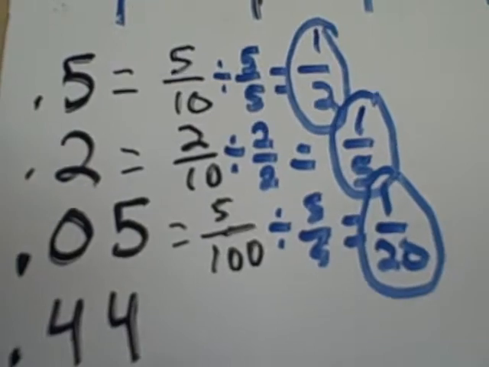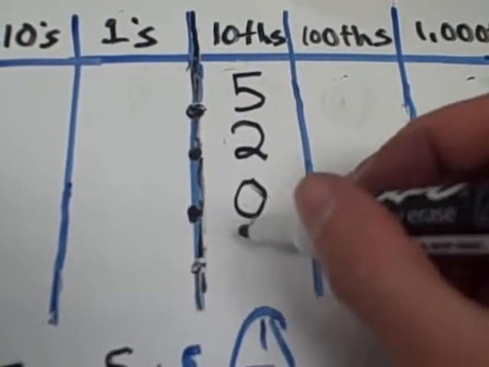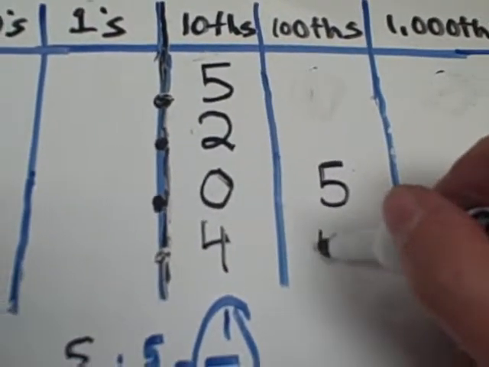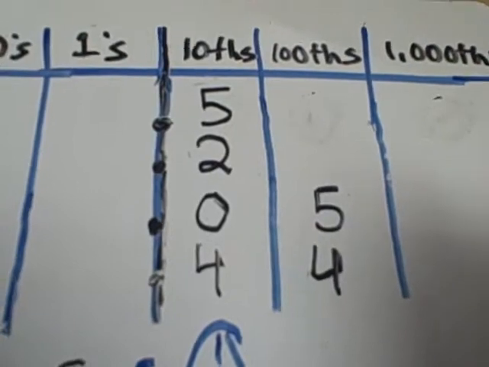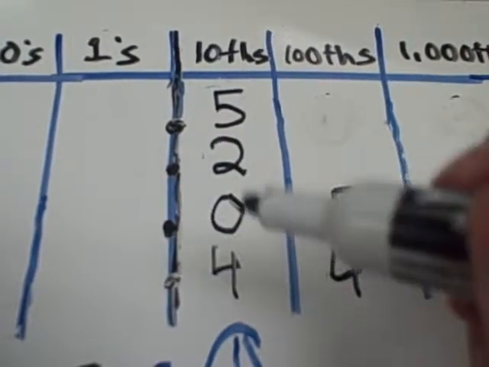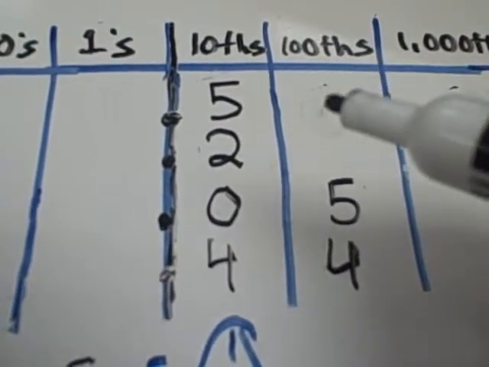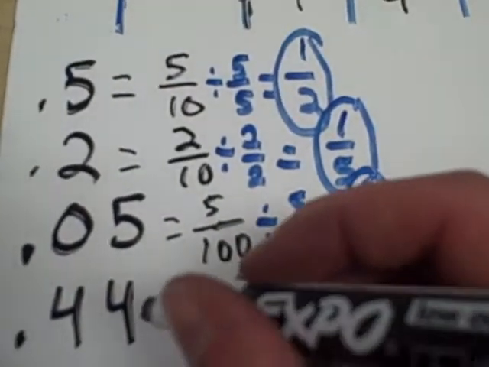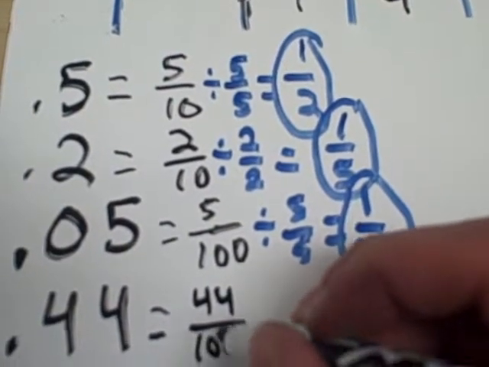Ooh, 0.44. So I've got my decimal point here, my 4, and my 4. Okay, so 0.44, that actually is 44, not 44/10, 44/100ths. That's right. So when I write my fraction for 0.44, I'm going to say that it's 44/100ths.